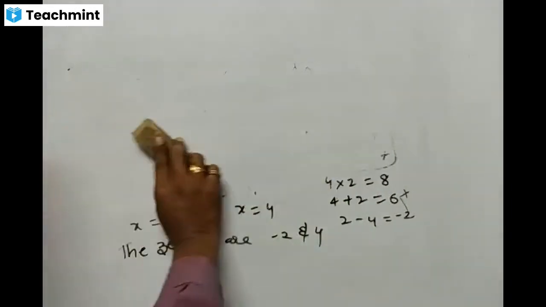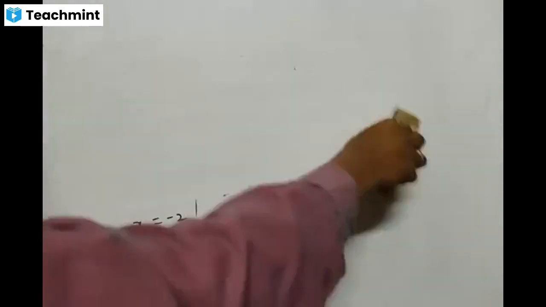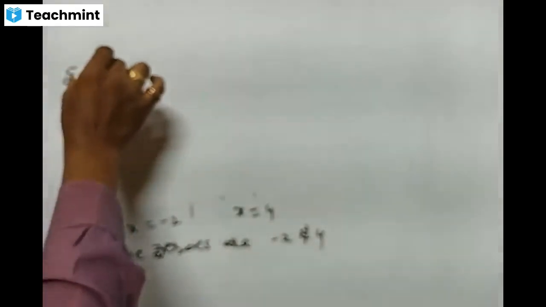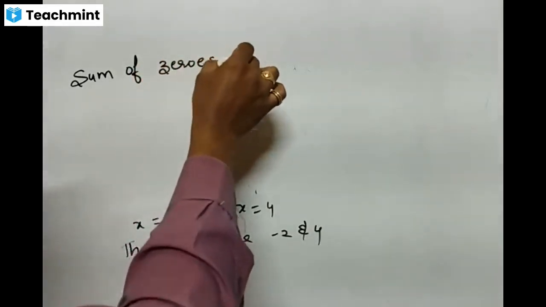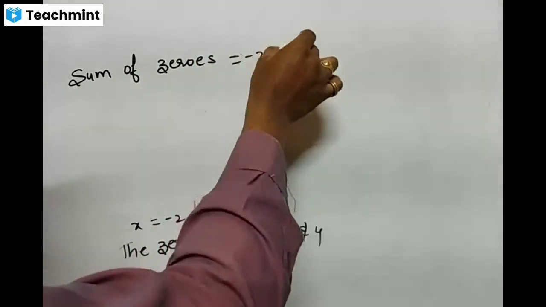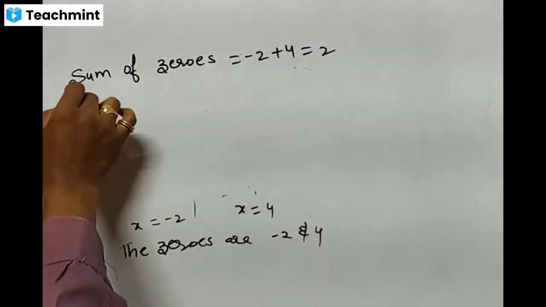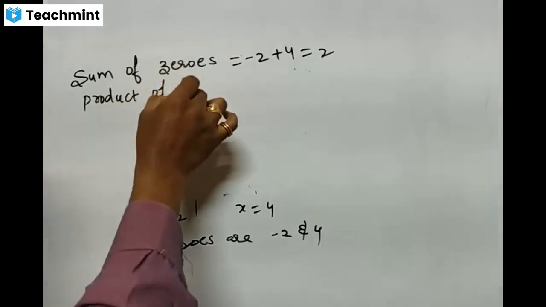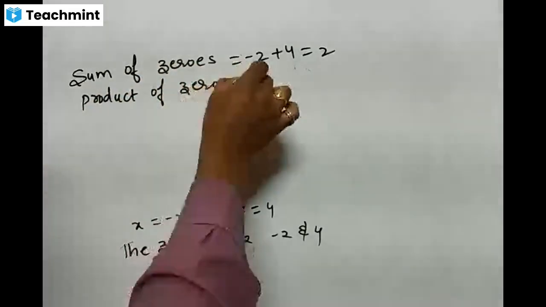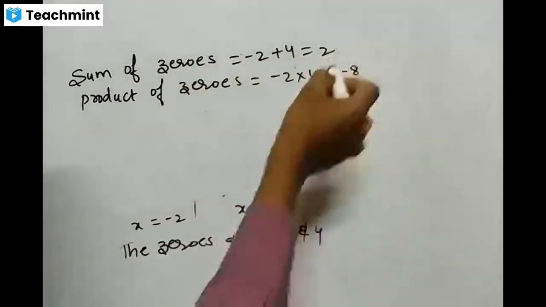Find out the sum of the zeros. So we got 2 zeros, one is -2, one is 4. Sum of zeros: -2 plus 4, how much will you get? 2, sir. Product of zeros? -8, right?